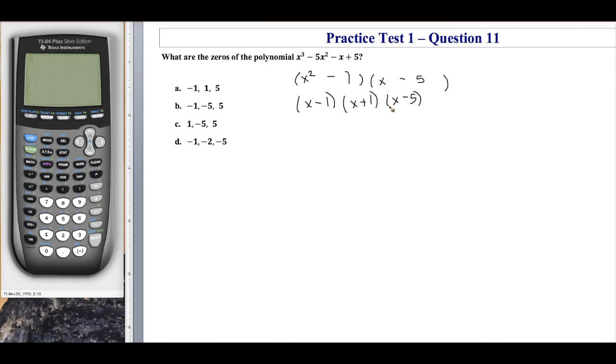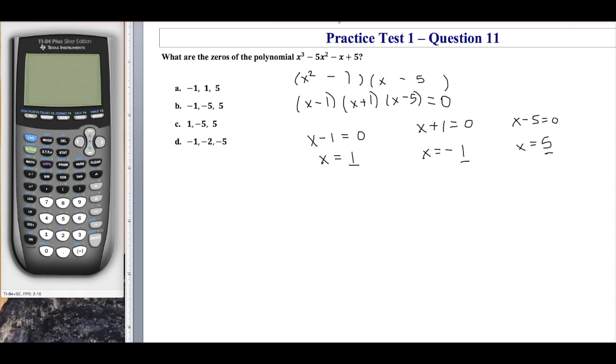To find our x values or zeros, we need to set this to 0 because we want to know our x values when y is 0. If that's 0, then each one of these terms could be 0. So if x minus 1 is 0, x is equal to 1. If x plus 1 is equal to 0, then x is equal to negative 1. And if x minus 5 is equal to 0, x is equal to 5. So these are our three zeros.